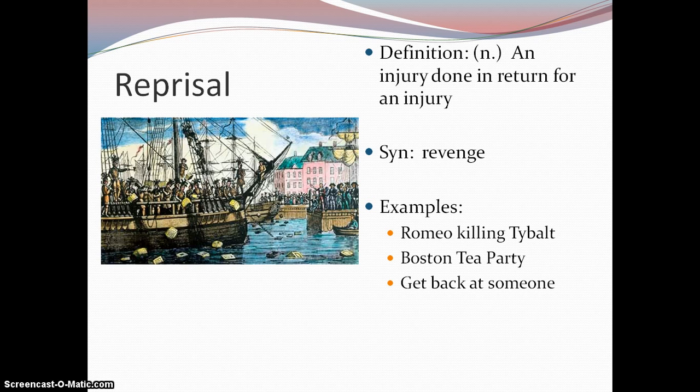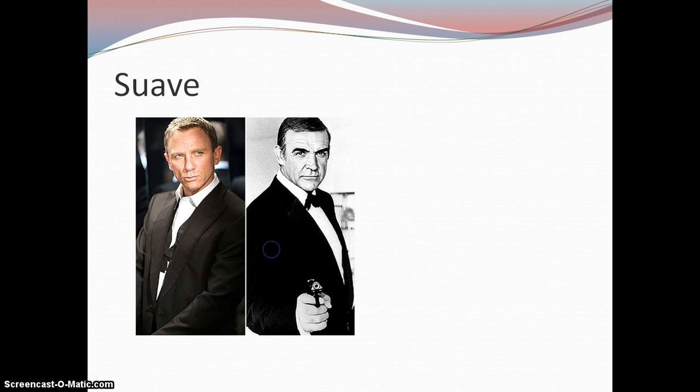The Boston Tea Party was a reprisal when the British raised the tax on tea. As a reprisal, some of the revolutionaries dumped tea into the harbor as a way of getting back at them.